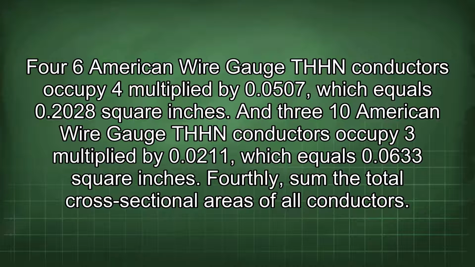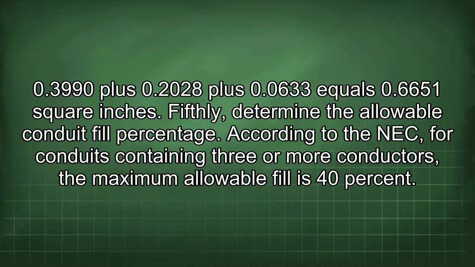Fourthly, sum the total cross-sectional areas of all conductors. 0.3990 plus 0.2028 plus 0.633 equals 0.6651 square inches. Fifthly, determine the allowable conduit fill percentage. According to the NEC, for conduits containing 3 or more conductors, the maximum allowable fill is 40%.